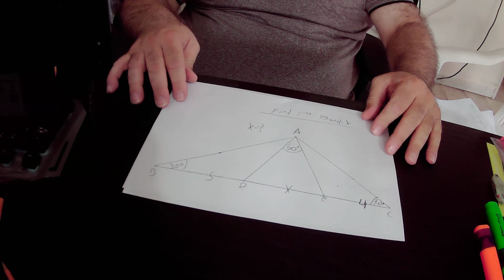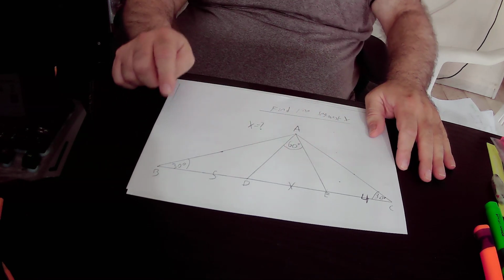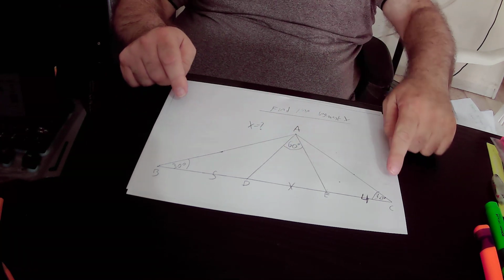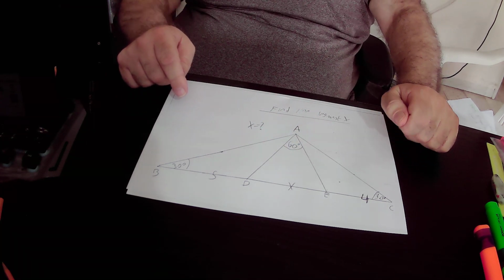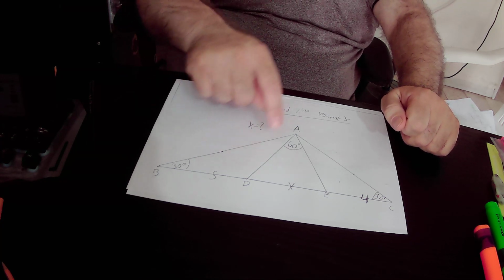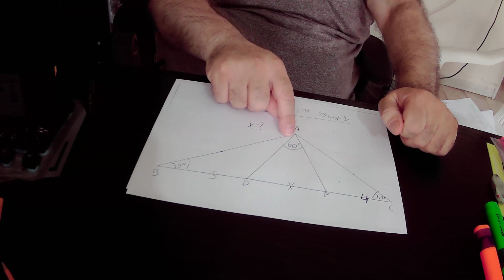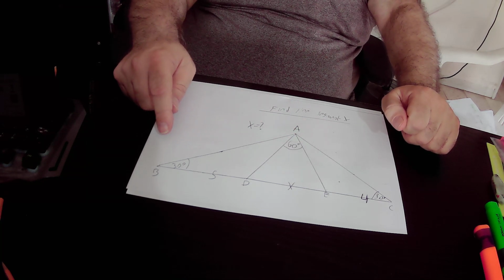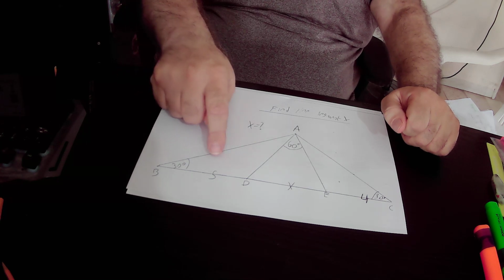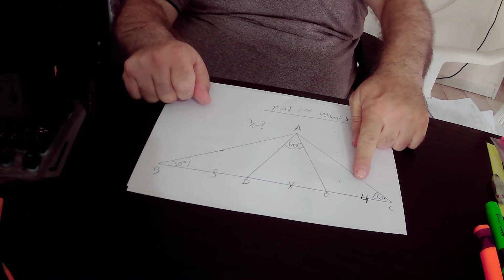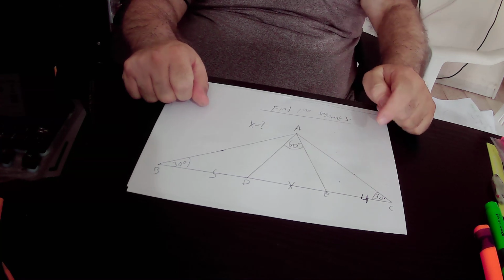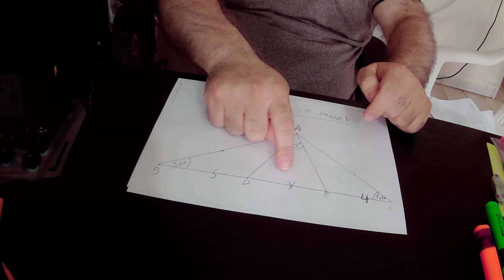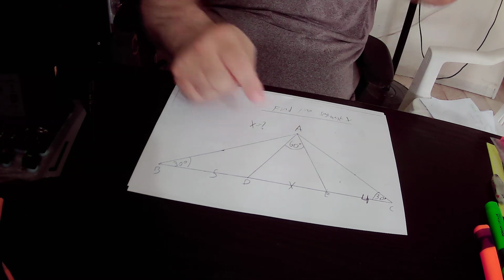Okay, so we'll start with the first question. In the drawing we have triangle ABC. Angle ABC equals 30 degrees. Angle ACB also equals 30 degrees. And angle DAE equals 60 degrees. Line segment BD equals 5 units. Line segment EC equals 4 units. And our mission is to find the value of line segment DE, which is equal to x.